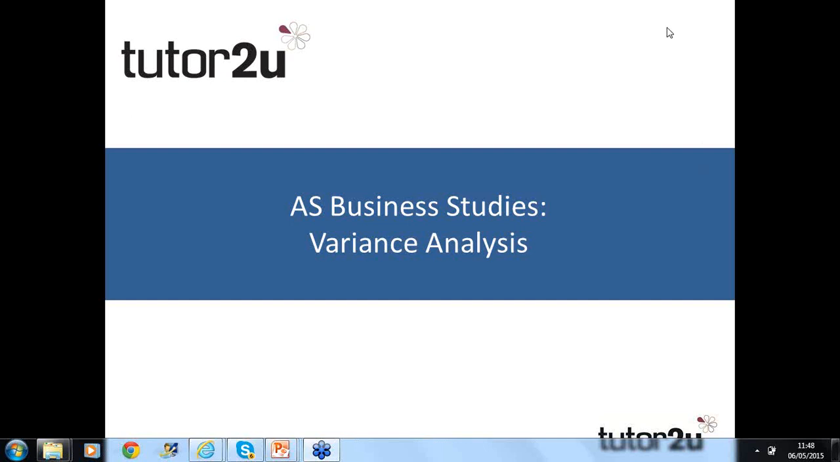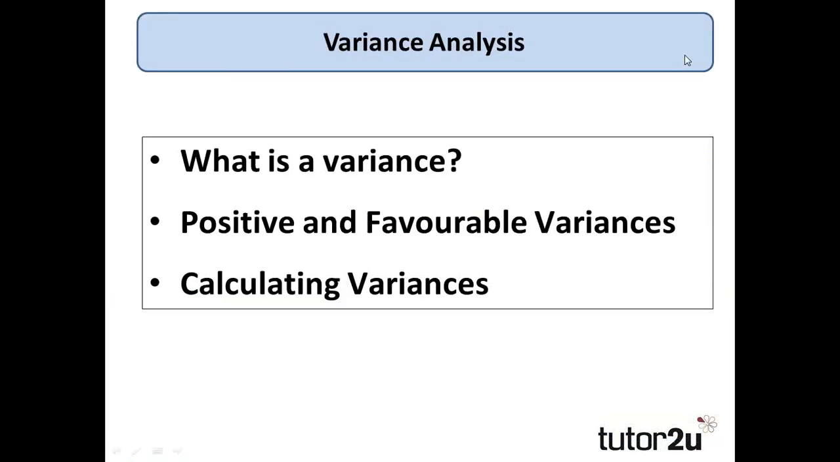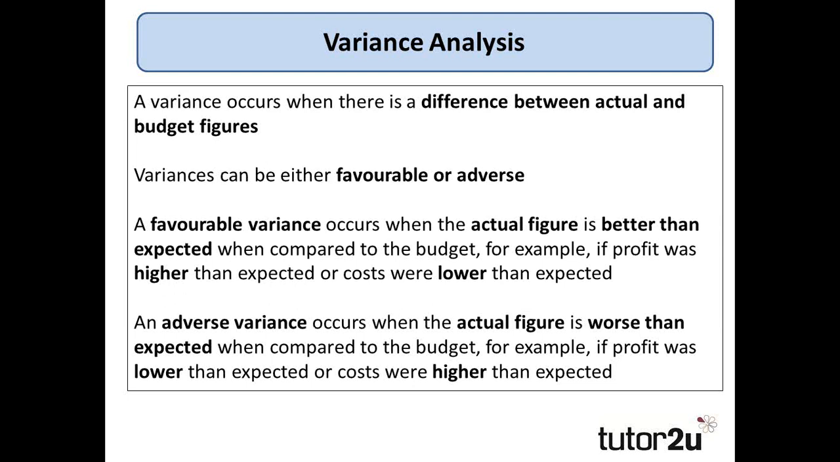The topic we're going to be looking at in this short webinar is variance analysis. Three key areas we're going to touch on: what is a variance, positive and favourable variances, and calculating variances. Quite simply, a variance occurs when there is a difference between actual figures and the figures that were set in a budget. Variances can either be favourable or adverse.